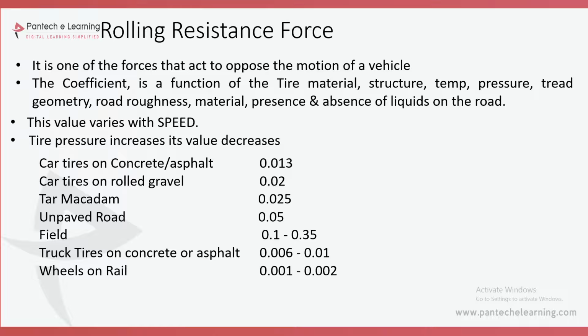For a tire on concrete or asphalt, you can use 0.013. If your car runs on gravel road, use 0.02. For a car travelling on rail, you can use 0.012 to 0.02. These are the coefficient values we can use. So mass into gravity into FR is the rolling resistance formula.